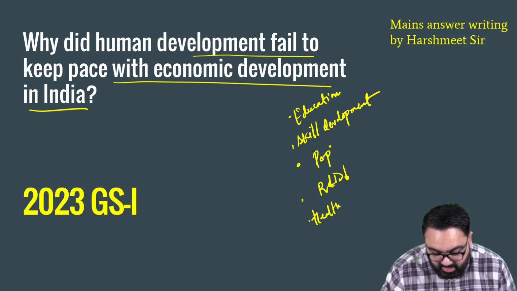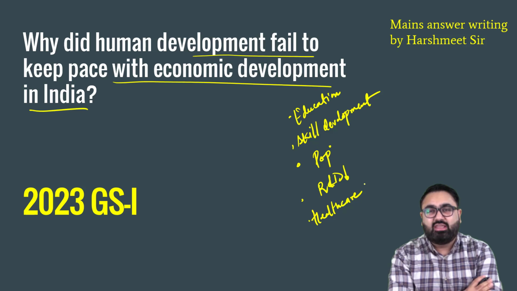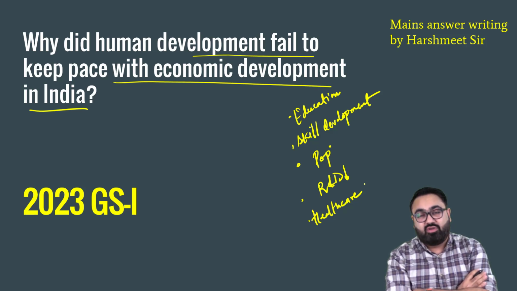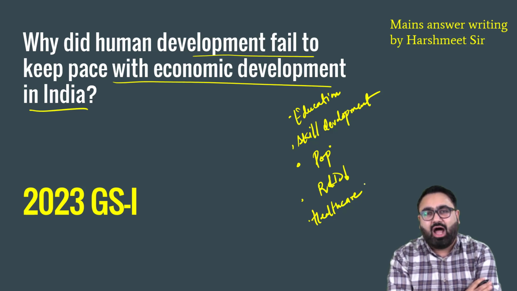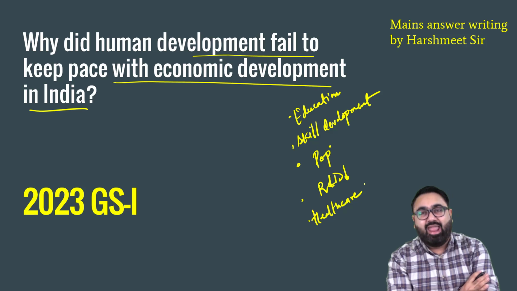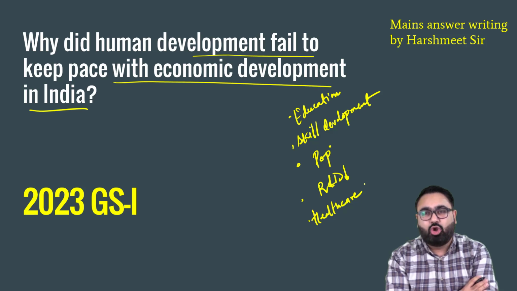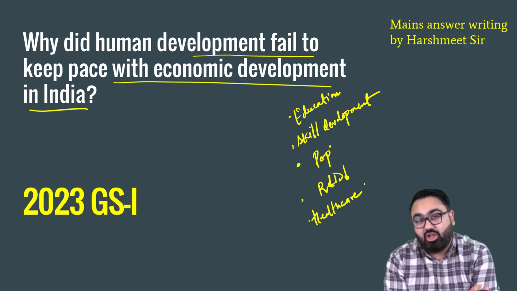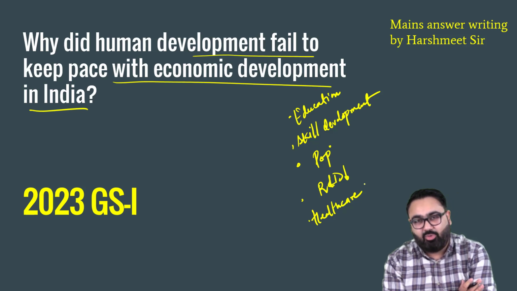Look at healthcare. Healthcare infrastructure is not up to the mark. In the private sector, you do see that we have some of the best infrastructure in the world in terms of hospitals, but that is unaffordable for a majority of India's population. So the public healthcare sector, all of these and many more are the major reasons why our human development has been lagging behind as compared to economic development. So this is what you have to write. Depending upon how many points you remember on the day of the examination, in the main body you can write 5, 6, 7 points, whichever you remember.